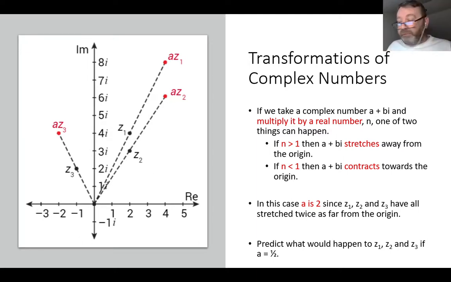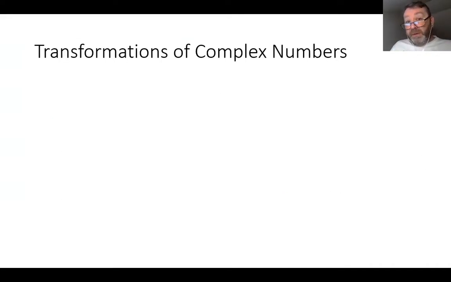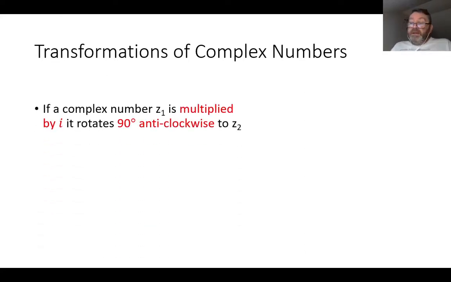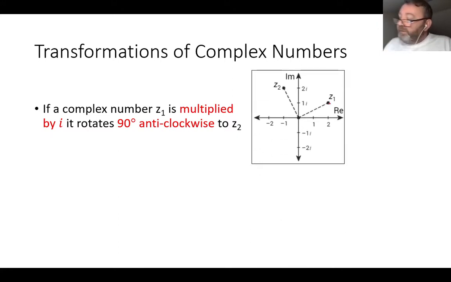And the last transformation we have is what happens when I multiply a complex number by i itself. Okay, so if I take, for example, any complex number multiplied by i. So I want you to think about this. If I multiply a complex number by i, let's take this one here. Let's take z1. z1 is 2 plus i. Let's multiply it by i and see what happens. We get 2i plus i squared. Now, plus i squared is better known as minus 1.